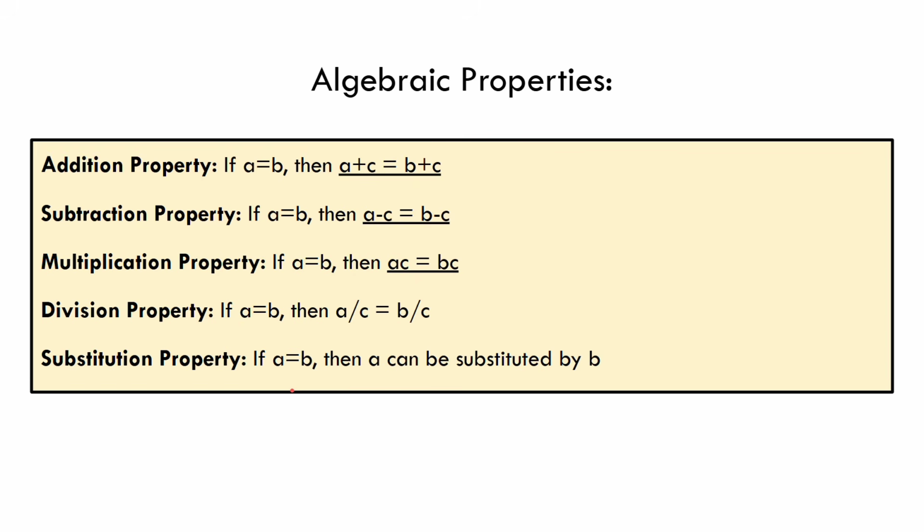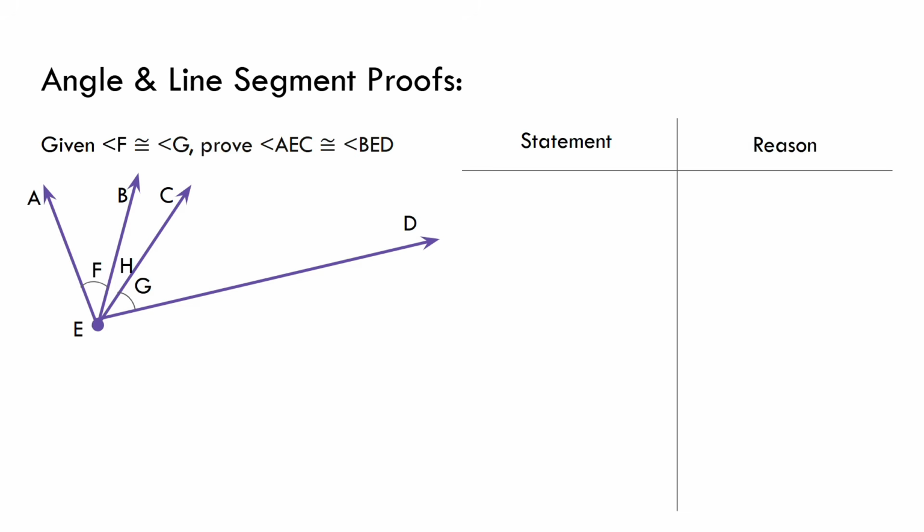So here are just some algebraic properties that you should know. The addition property basically says that if A is equal to B, then A plus C is equal to B plus C. And the subtraction property is kind of the same thing, but instead of adding C, it's subtracting. And multiplication is just multiplying by C instead of adding or subtracting. And then division is dividing by C. The substitution property says that if A is equal to B, then A can be substituted by B in any equation. So here's just an example of an angle and line segment proof.